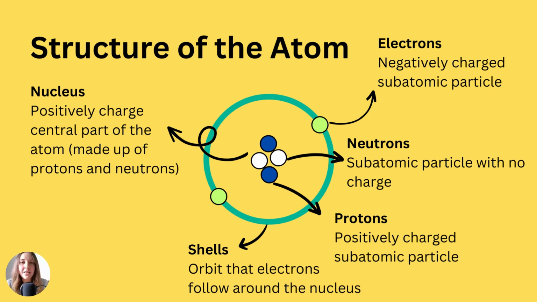Last but not least, the third subatomic particle is the electron. Now, electrons are negatively charged, and they are found orbiting the atom in what we call electron shells. Sometimes they're also called energy levels as well.